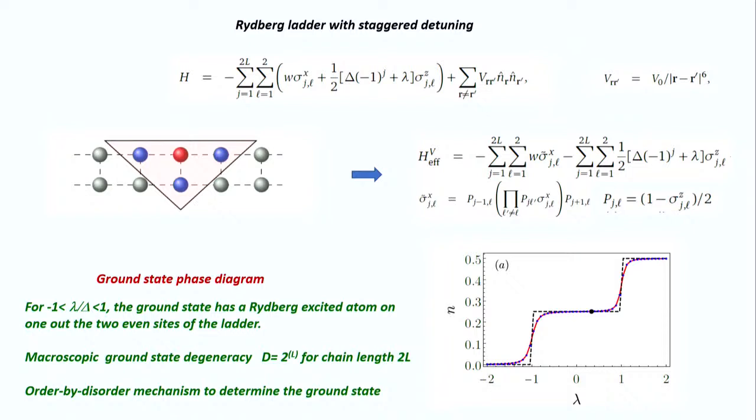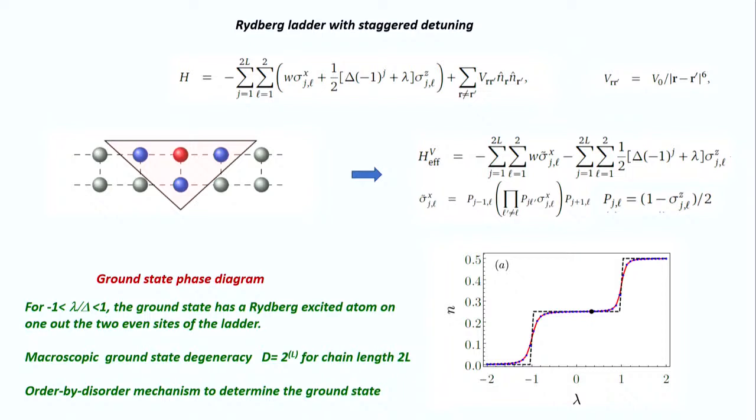When lambda is between -1 and +1, let's say out here, because of this factor of (-1)^j, it is favorable to put in a Rydberg excitation on an even site, but not on an odd site. The even site costs an energy lambda plus delta, and if lambda is negative, that's small. Whereas on an odd site, it costs lambda minus delta, so with this minus sign, if lambda is negative, it's large. So 1 Rydberg excitation per 2 even sites on each chain. That's what you are going to create.